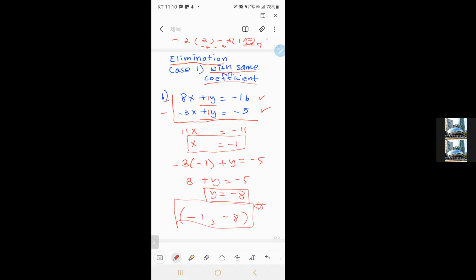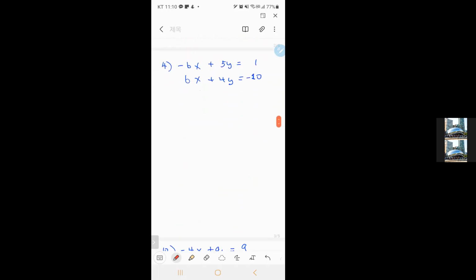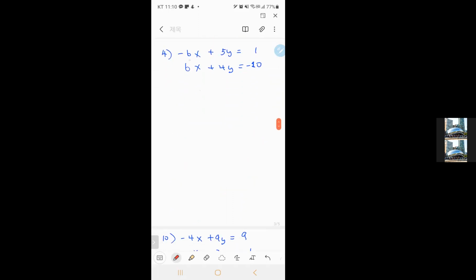This was actually number 6 from your homework. Now, case number 2. I have the same magnitude, same coefficient, but with different signs. One is minus, one is plus. In this case, we can easily eliminate x by adding the two equations. So minus 6x plus 6x becomes 0, so they cancel. So 5y plus 4y is 9y. 1 plus minus 10 is minus 9. So my y is minus 1.